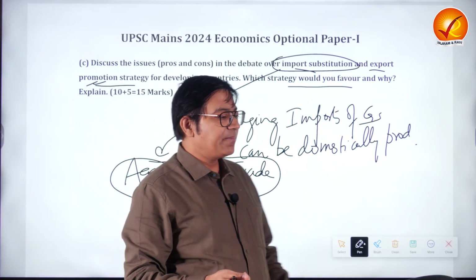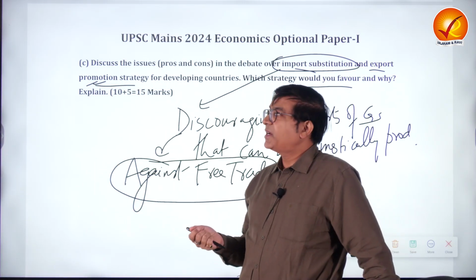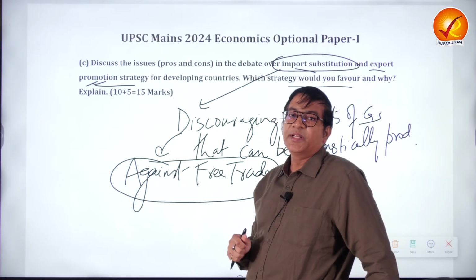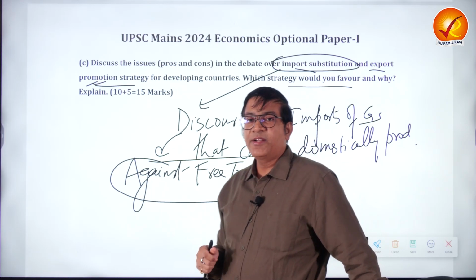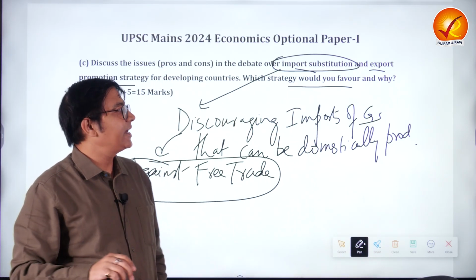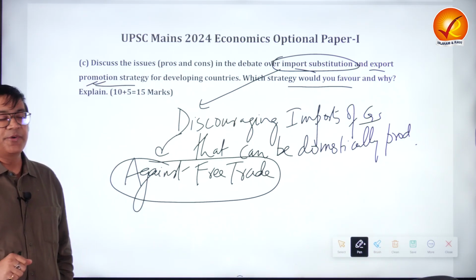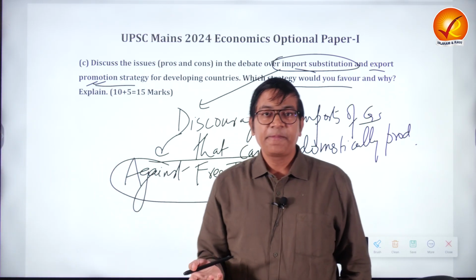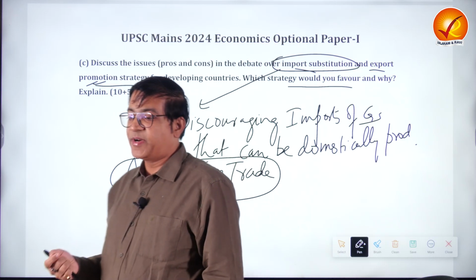Okay, reason number one: in the current political or global context, import substitution in any case is not possible. India will have to leave the WTO or something like that if they insist on import substitution. Export promotion is globally more acceptable. So that's reason number one.